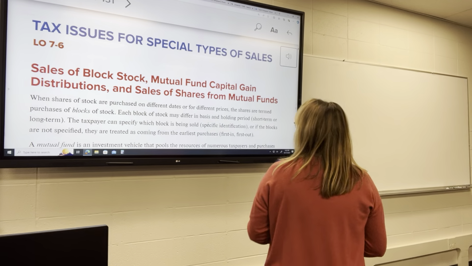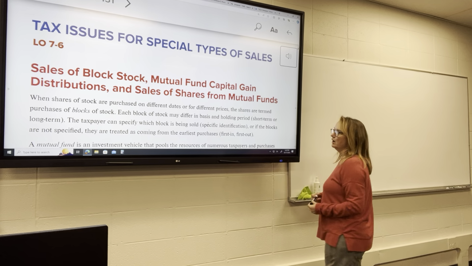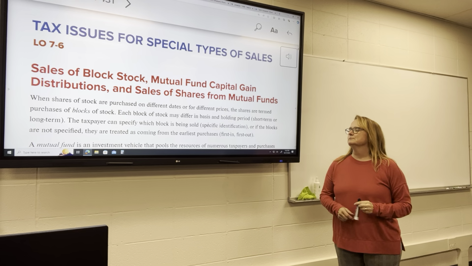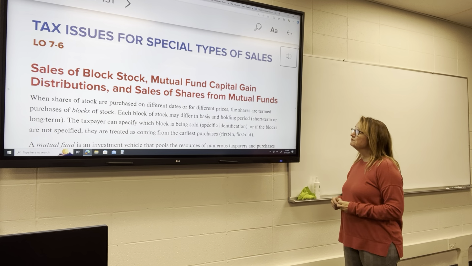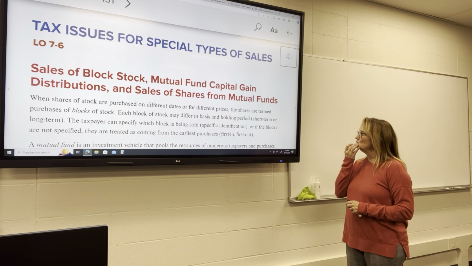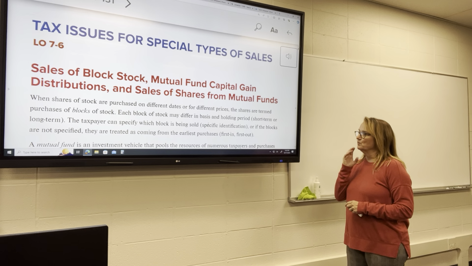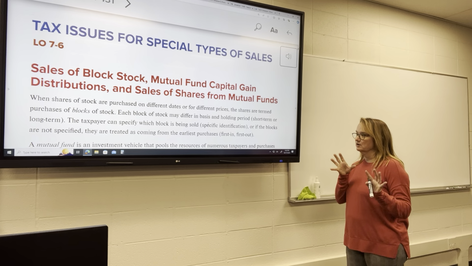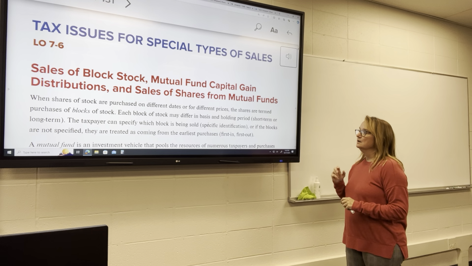Okay, sales of block stock, mutual fund capital gain distributions, and sales of shares from mutual funds. We'll talk about what mutual funds are here. Some of you may know what they are, some of you may not know what they are.